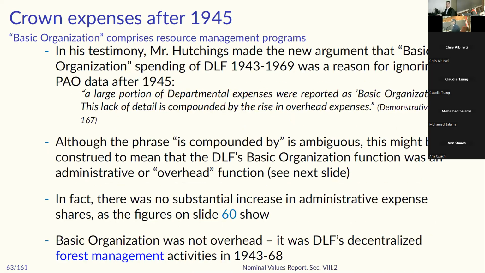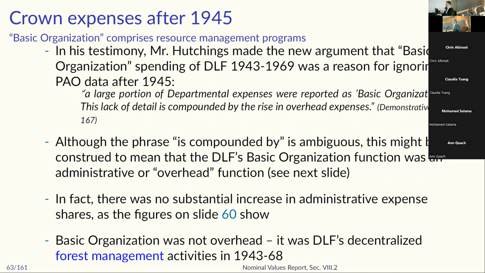Right, let's move on to slide 63. Could you please tell us about slide 63? Still on the same subject of the reorganization, but now focusing on this particular accounting change, the introduction of the basic organization function in our accounts beginning in 1943.